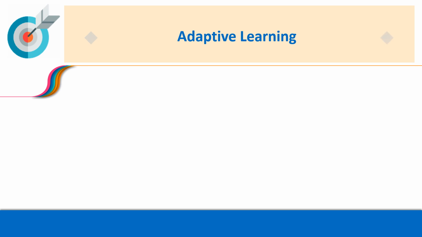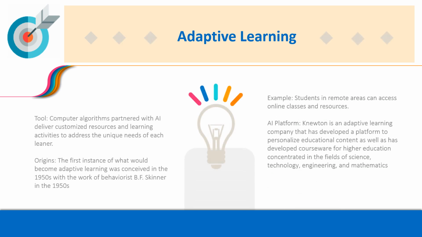The second one is adaptive learning, and the tool for that is computer algorithms, partnered with AI, that develop customized resources and learning activities to address the unique needs of each learner. The first instance of what would become adaptive learning was conceived in the 1950s with the work of behaviorist B.F. Skinner. A good example of this would be students in a remote area can access online classes and resources. Even though I'm not in a remote area, it gives me the opportunity to go to school at LSU. And the same AI platform, Newton, fits this one too.